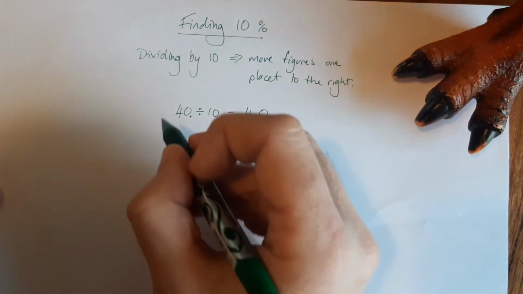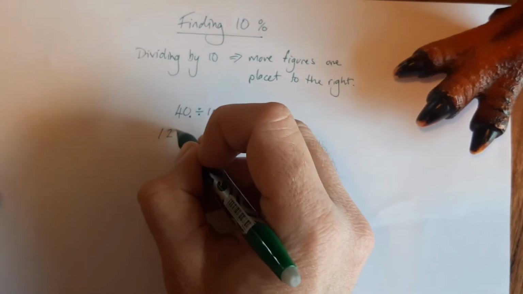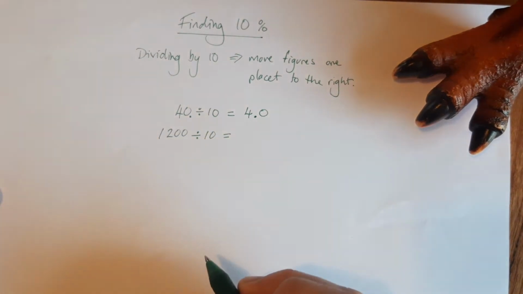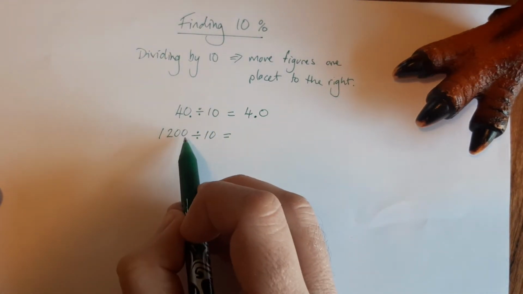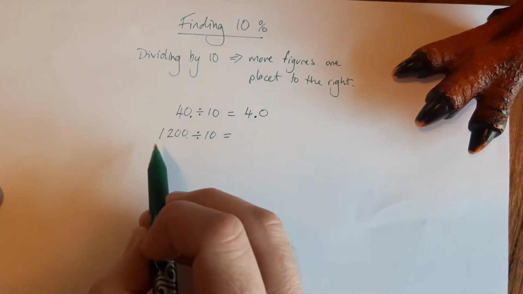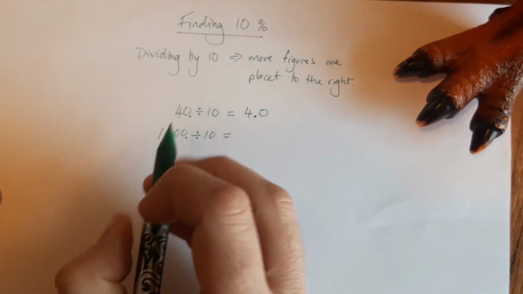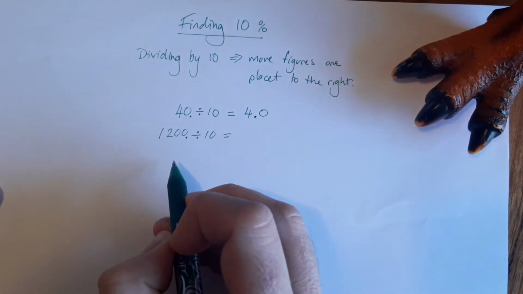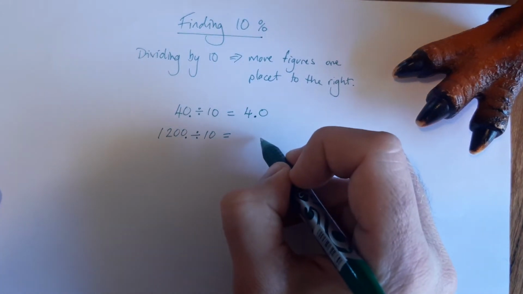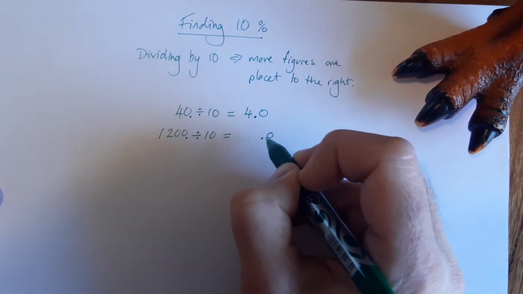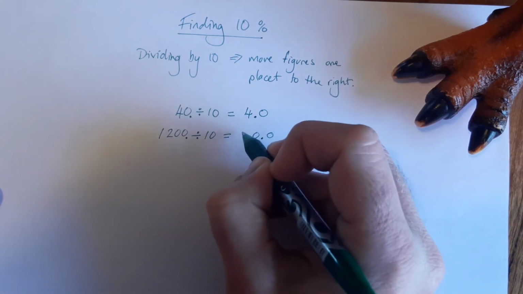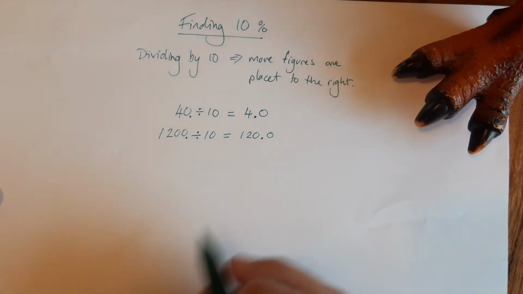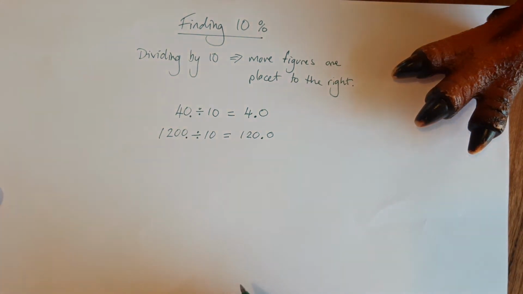We can start with any size number, really. We can go 1,200 divided by 10. And again, as long as we keep that decimal point fixed, it's right there by the 0. This 1, this 2, and these two zeros are all going to jump one place to the right. So I'll put my decimal point in. We're going to end up with an answer of 120.0, which is 120.